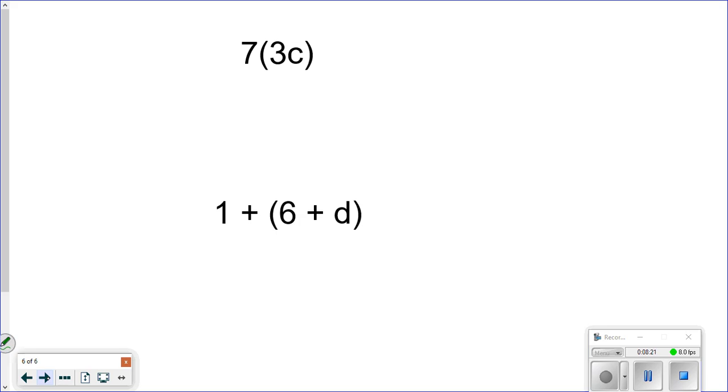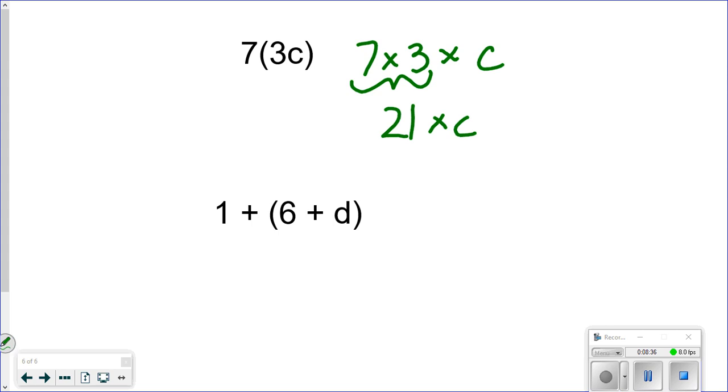I have 7 parentheses 3 times c. Now some students get this confused, but honestly this is what it looks like. The things I can put together, this right here, would be 21 times c. And then below I have 1 plus parentheses 6 plus d end parentheses. Here I can just use the associative property, move my parentheses, and I get 7 plus d.